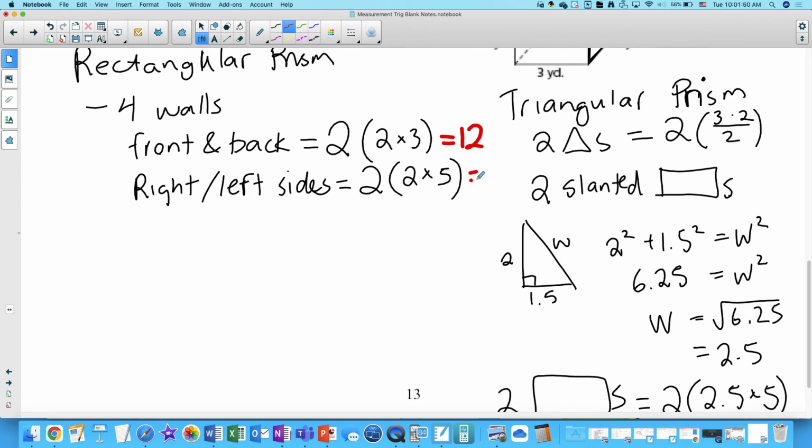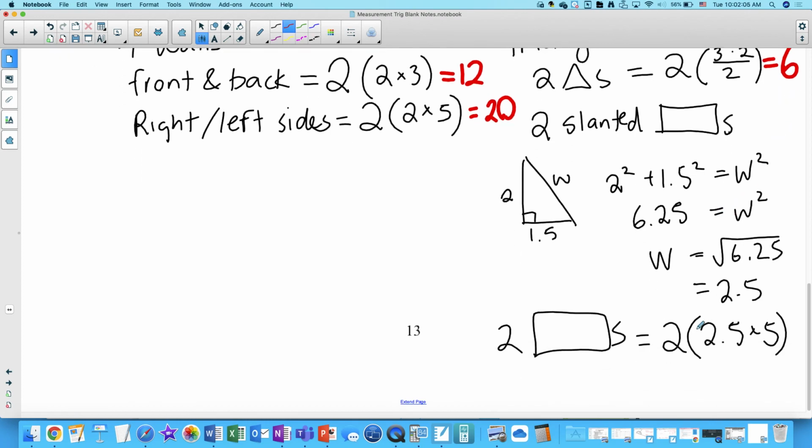So the total surface area is the sum of all of those. 12 plus 20 plus 6 plus 25. Whatever that comes out to be. I don't know. 32, 38, 63, you think?